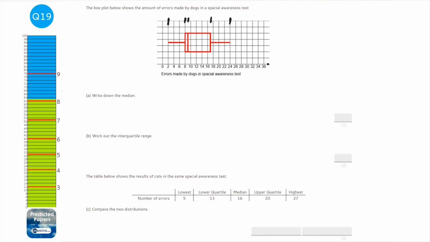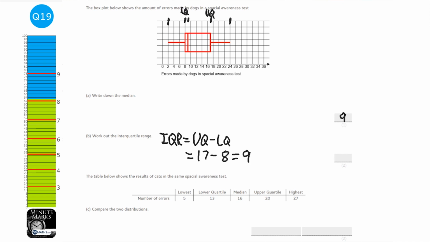So to find the median, it's just the middle one. So let's have a look. It's halfway between 8 and 10, so that's going to be 9. The interquartile range is the distance between the lower quartile, which is the second one, LQ for lower quartile, and the upper quartile, which is the fourth one. So you just need to take them away. So interquartile range is upper quartile, take away lower quartile. The upper quartile is halfway between 16 and 18, so 17. And the lower quartile is 8. So we're doing 17 take away 8, which is 9.